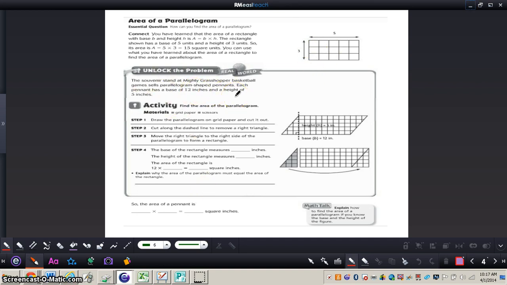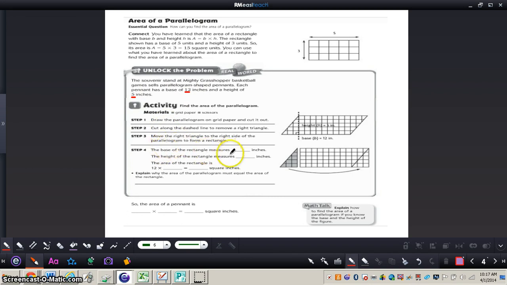Now, what we're going to do is take a look at the problem here in the middle of page 281. It says the souvenir stand at Mighty Grasshopper basketball game sells parallelogram-shaped pennants. Each pennant has a base of 12 inches and a height of 5 inches. Now, I feel as though steps 1, 2, and 3 are going to be kind of difficult and probably not something that we'll necessarily do. You could read over those steps to give you the idea of the parallelogram, finding the base and the height. However, we know that the base is 12 inches and we know that the height is 5 inches.